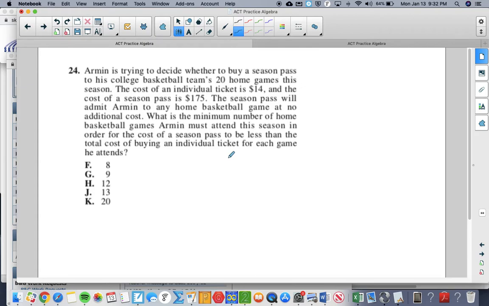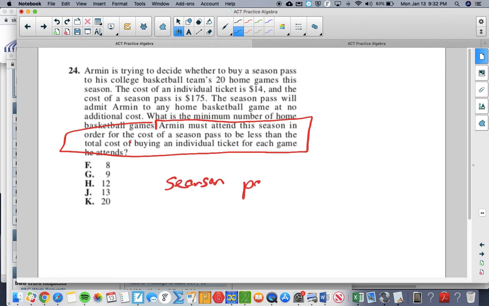So, we're wondering when the cost of a season pass is less than individual tickets. Individual tickets again are $14 per ticket, so $14 per game, or 14 times G.